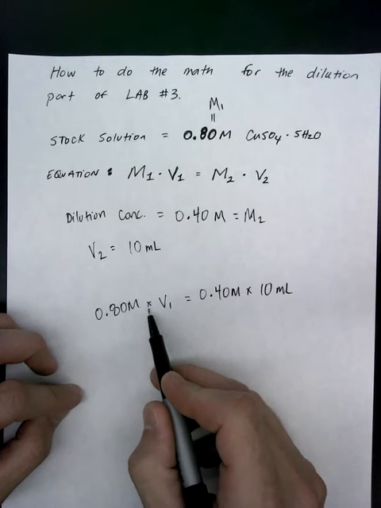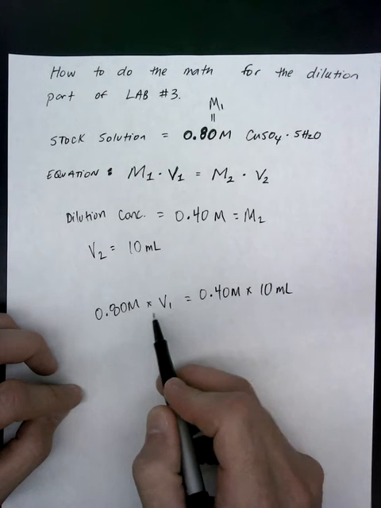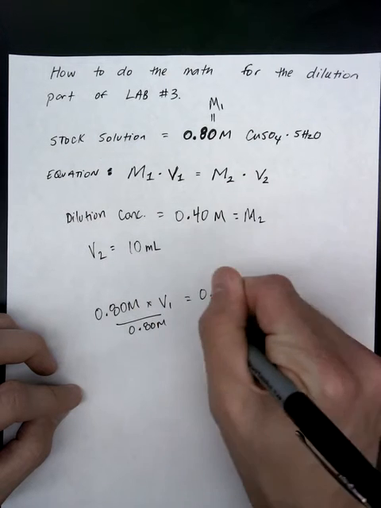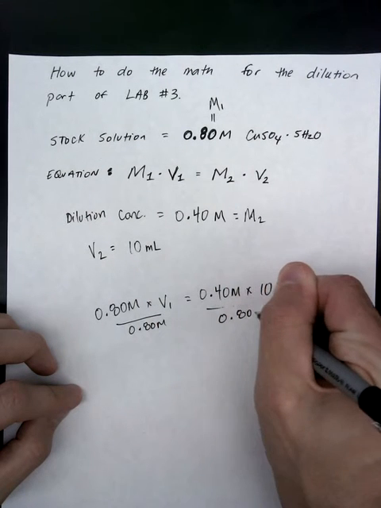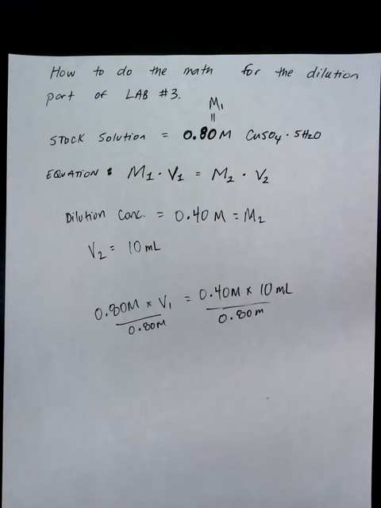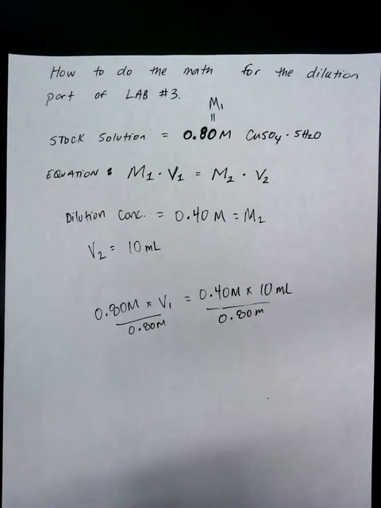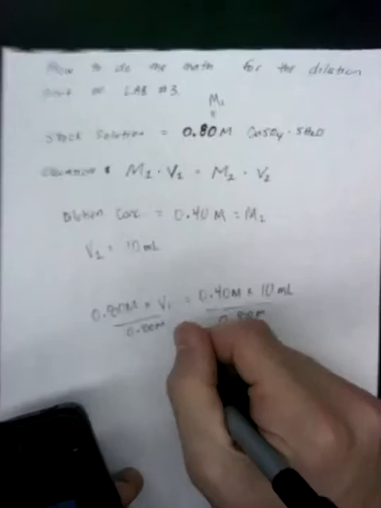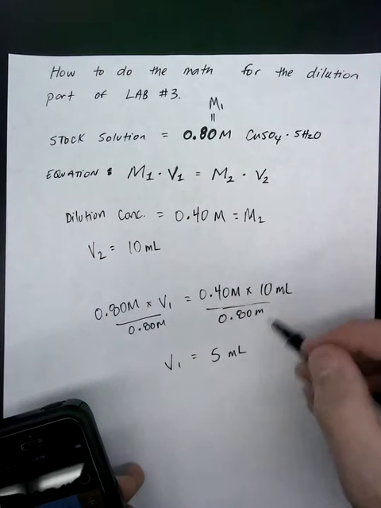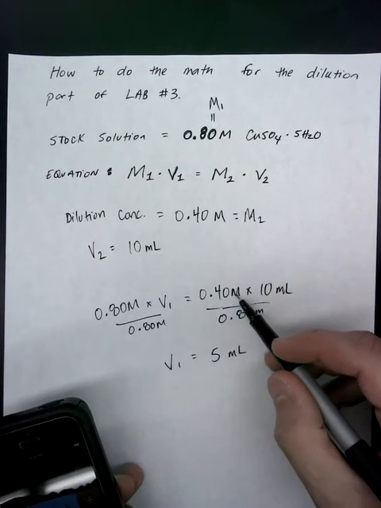To get V1 by itself, I have to divide both sides by 0.8. So now we have 0.4 times 10 divided by 0.8. And doing the math, V1 equals 5 milliliters. Now notice I kept this in milliliters when molarity really is moles per liter.